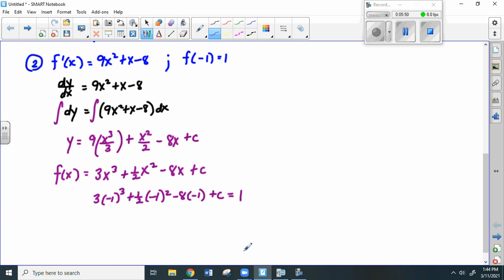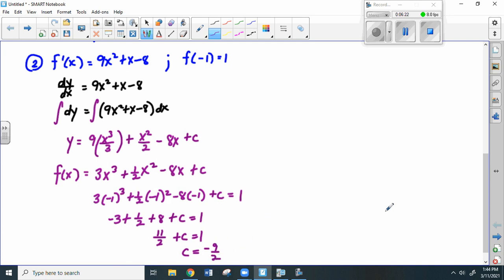And I can use that information to solve for c. Okay, so let's see. This is going to give me negative 1 times 3. This is going to give me positive 1 times a half. This is going to give me positive 8. All right, and so that's going to give me 5 plus a half. 5 and a half is 11 halves plus c. And then 1 minus 11 halves is negative 9 halves.